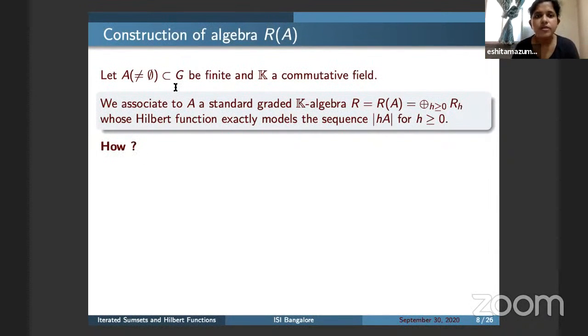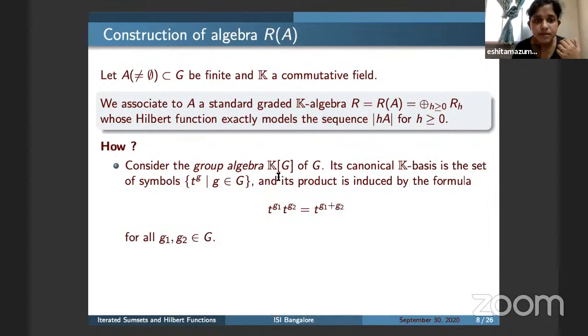We know that we have an abelian group G. So what we can talk about is the group algebra. Let's say KG is my group algebra. Now, once I have the group algebra, its canonical K basis is the set of symbols T power g such that g belongs to the group. And the product is induced by the formula T power g1 times T power g2 is equal to T power g1 plus g2 for all g1, g2 belonging to G.